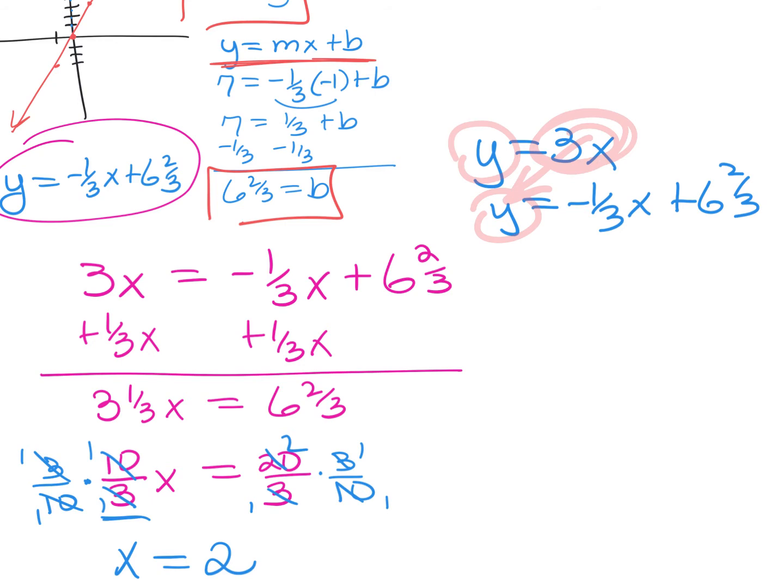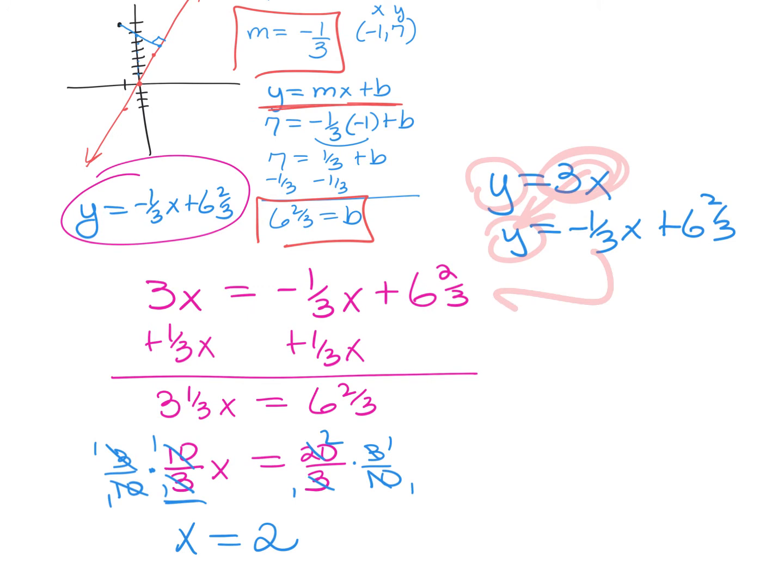So now I only have one variable in my equation. So then that's how I turned it into this. I took out the y and I replaced it with the 3x. Does that make sense? Yeah.